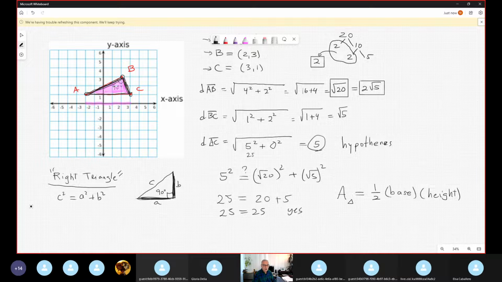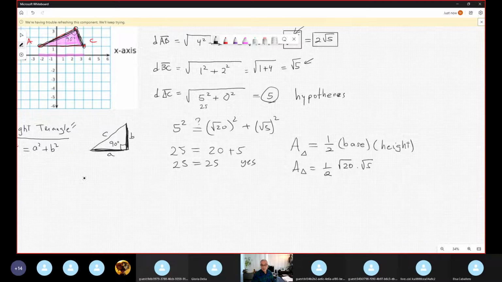Basically, this is the multiplication of the two small distances: radical 20, this one, and radical 5. So the area for this example is 1/2 times radical 20 times radical 5. And radical 20 times radical 5 is radical 100. So 1/2 radical 100, and radical 100 is 10, and 10 divided by 2 is 5. So the area of the triangle is 5.